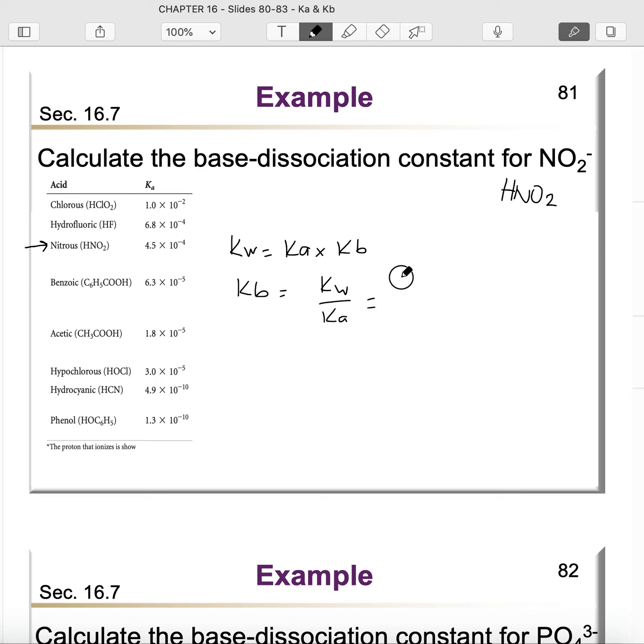Kw at 25 degrees Celsius is 1.0 times 10 to the minus 14. And if we divide it by the Ka here, which is 4.5 times 10 to the minus 4, we arrive at the conclusion that Kb is equal to 2.2 times 10 to the minus 11. And that right there is our answer.